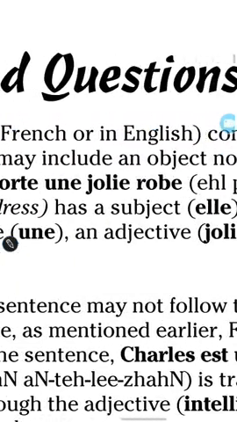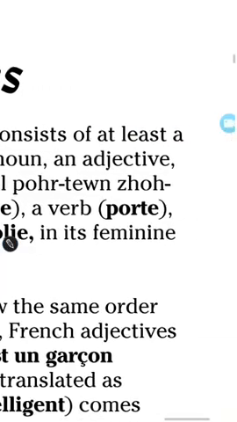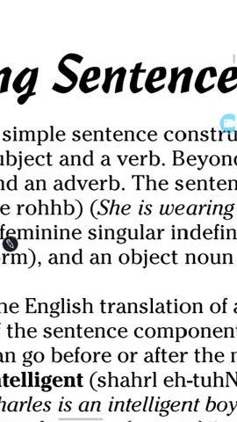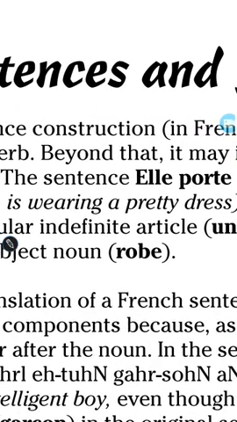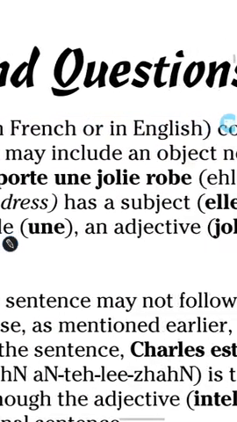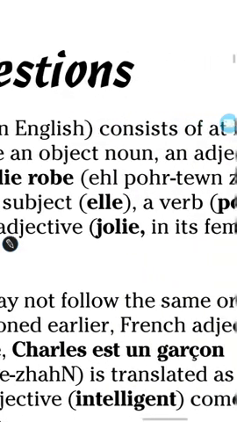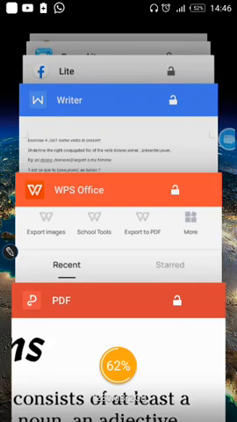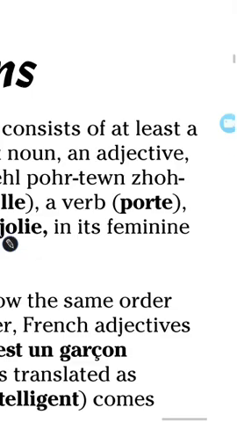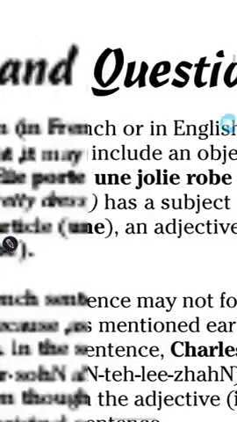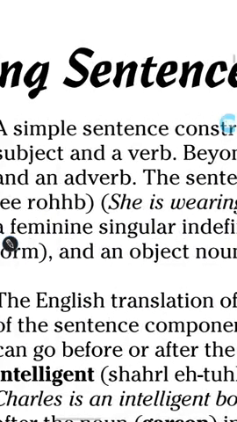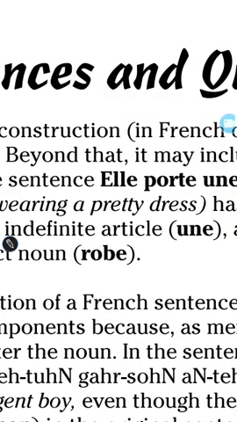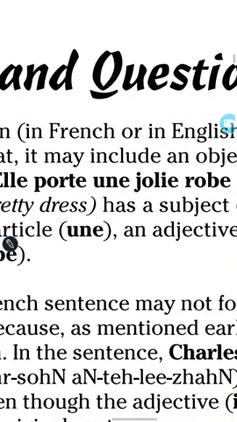The sentence: Elle porte une jolie robe. She's wearing a pretty dress. It has a subject. The subject of that sentence is feminine singular. The subject is elle. She, elle, feminine singular.